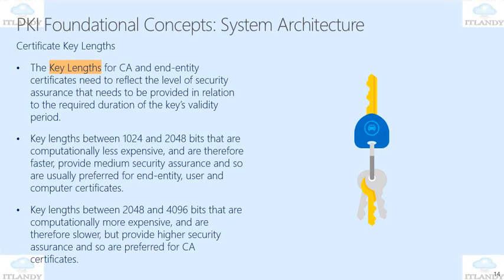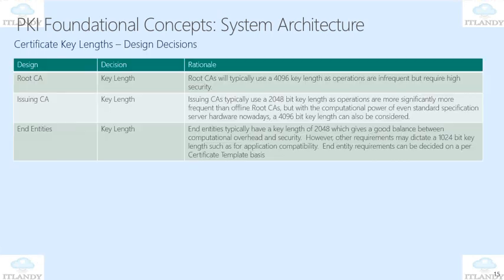The key length between 2048 and 4096 are a bit computationally more expensive and are therefore slower, but provide higher security assurance and so are preferred for CA certificates. Again, nowadays everything is leaning toward 4096, even with the slowness. These are the minimal requirements.